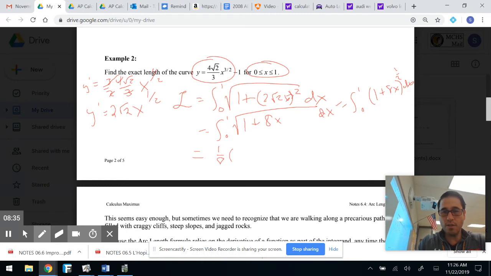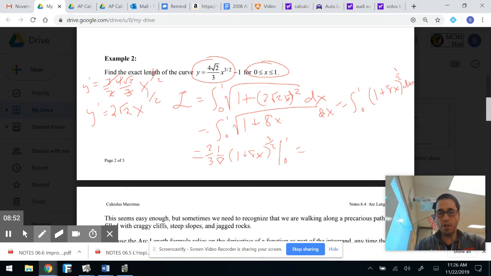Don't you dare touch that u or the inside, so you're going to have that. Okay, right? And then what do we do to this? Well, we add 1 to the exponent, so that'd be 3/2. But then remember, we have to divide by 3/2 or multiply by the reciprocal. How about that? I did it all at once, and we're going to do that from 0 to 1.